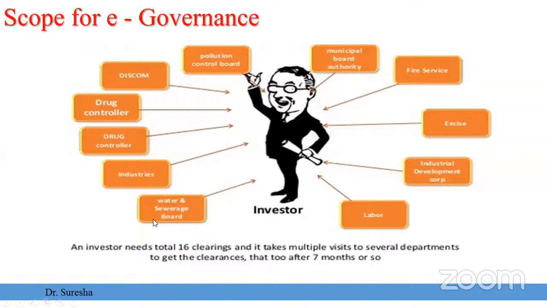Okay, so these are the various requirements or permissions required to start an industry. So an investor can apply at one window or one place and can get all the clearances as early as possible. Previously, when it was done manually, it used to take a minimum of 7 months. Now it's not like that. There are instances where they provide clearances within a week. This is where e-governance comes into the picture.